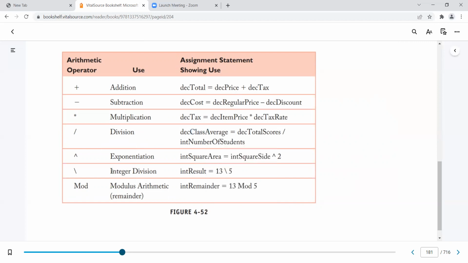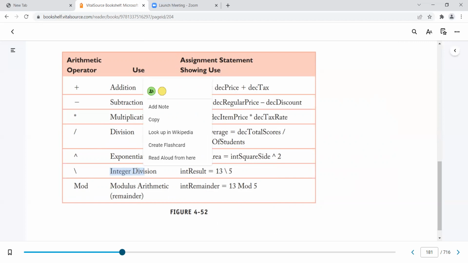But we do have integer division. What does integer division mean? Now this is only for integer, divide integer. So the result will be an integer. So if I do 5 backslash 3, then my answer should be 1 instead of 1 point whatever. Okay, so if you see backslash, that means integer division. Okay, an integer divide integer equal to an integer.